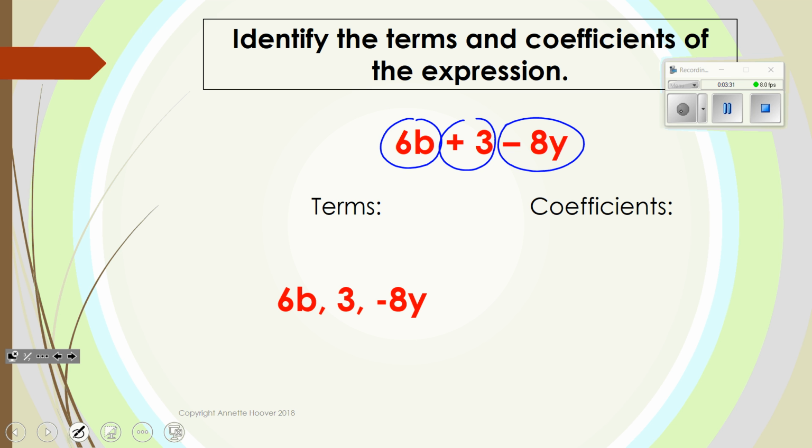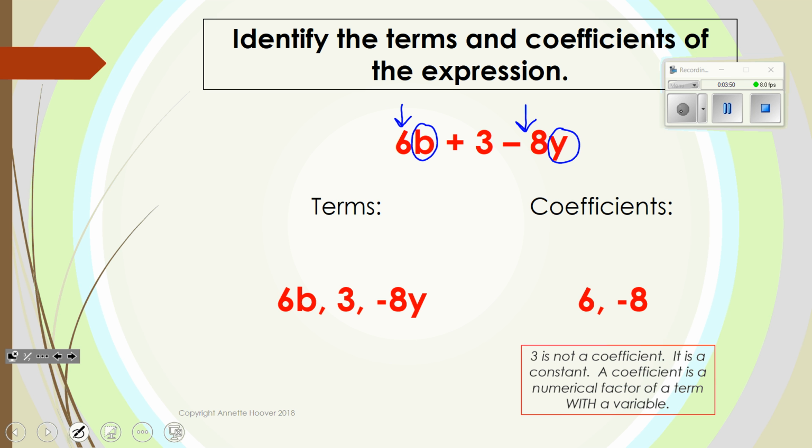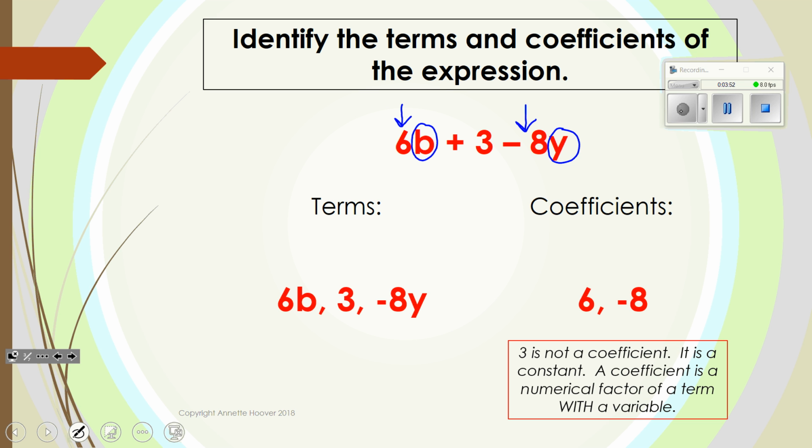For the coefficients, remember that the term has to have a variable. So two of these terms have variables. So the number in front would be the coefficient. So we just write the numbers that are in front of the variables. So that would be 6 and -8. 3 is not a coefficient because there is not a variable. Without a variable, you do not have a coefficient. That's actually called a constant.